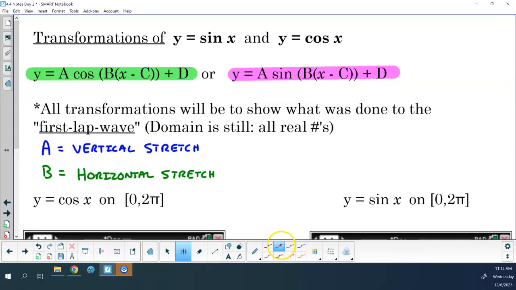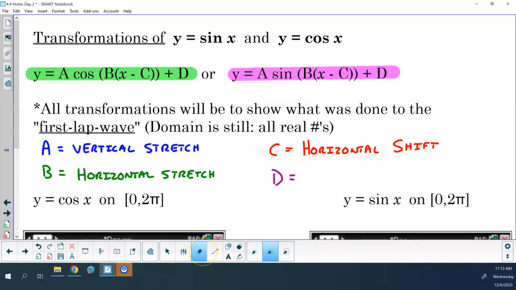Our C value is going to affect the starting location. So actually, I should say that's going to be a horizontal shift. And our D value is going to be our vertical shift.